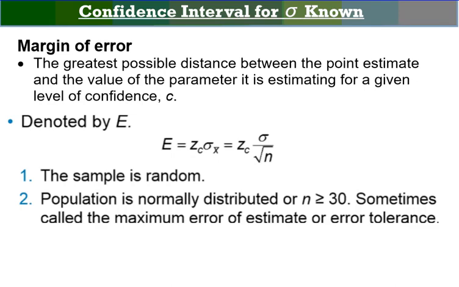The formula for the margin of error, well, we said it was a combination of the z-score, our confidence level, and our standard deviation, and it is actually just the multiplication of those two. So the margin of error is the greatest possible distance that we're going to allow our interval to be different from the sample mean that we found from before. So it's the greatest possible distance between our point estimate, which was our sample mean, and the value of the parameter it is estimating for a given level of confidence. The equation is simply our critical z-score times the standard deviation of the population, and we find that by just taking the standard deviation and dividing it by the square root of n. So this is the standard deviation, and that's the margin of error.